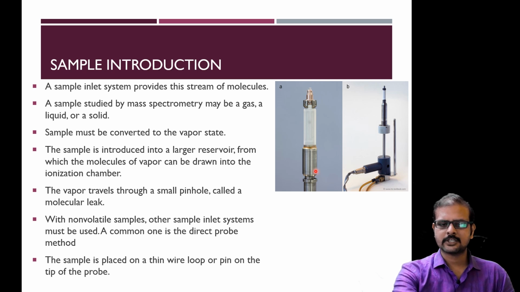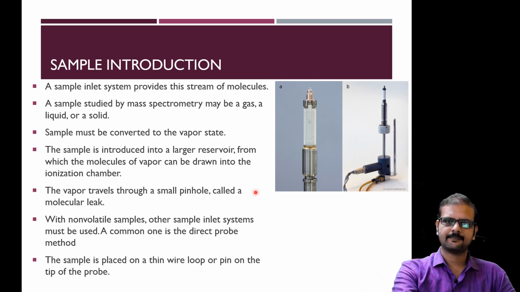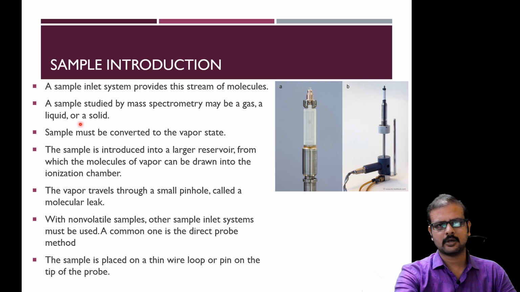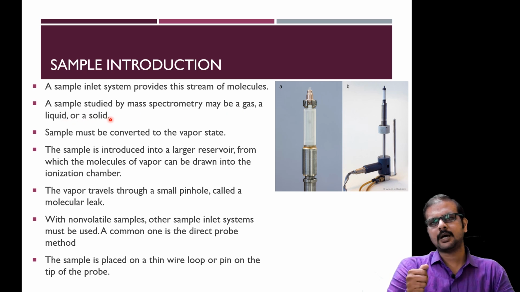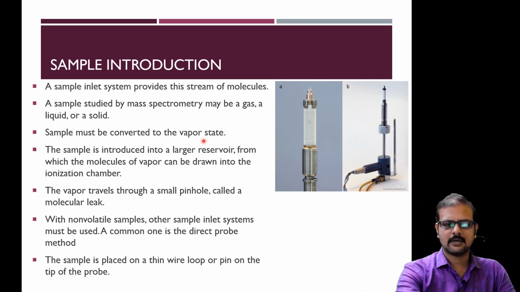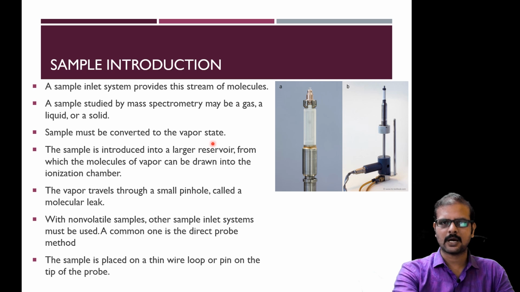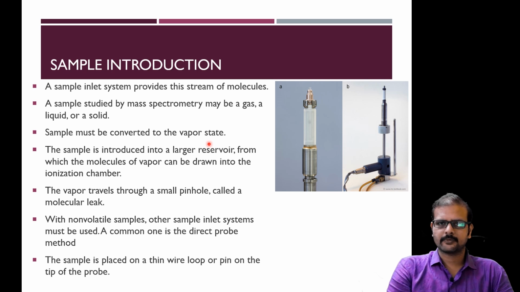And this probe is attached to a reservoir where the sample is taken inside. The sample may be a gas, a liquid or a solid. Whatever it may be, it should first be converted into the vapor state. That means only vapors are sent into the mass analyzer. If there is a volatile liquid or volatile vapors, it is directly introduced into the ion chamber by this probe. No problem.